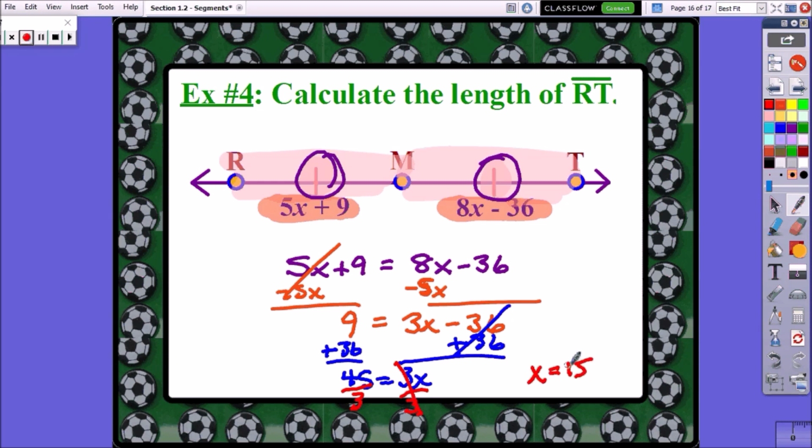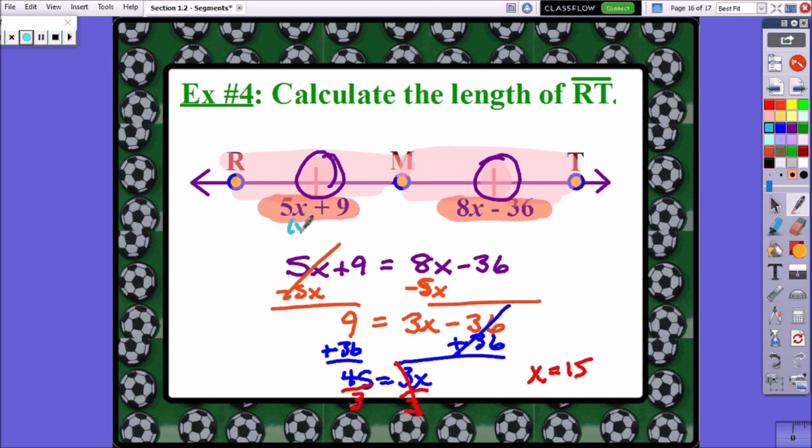Now, keep in mind, x equals 15 is not the final answer here. I want to know what the length of segment RT is. Now, some people might go, but we weren't given an algebra expression for what segment RT is. And that's true. We weren't told how many x's plus or minus a number represents RT. But what we do have are the individual parts that we know have to be equal. So this is the way that we can double check that.